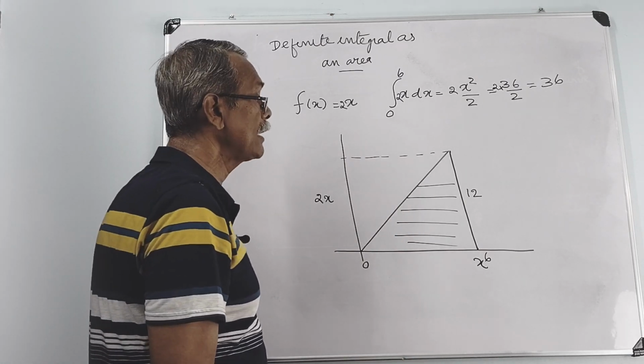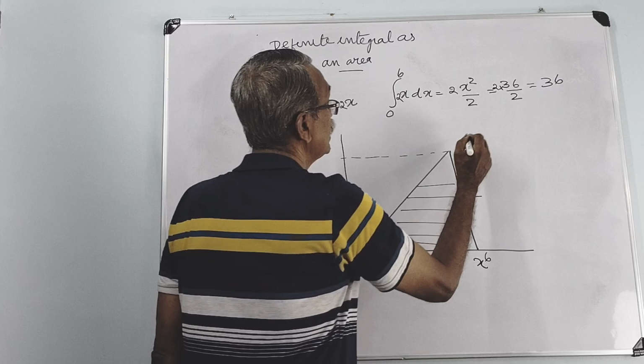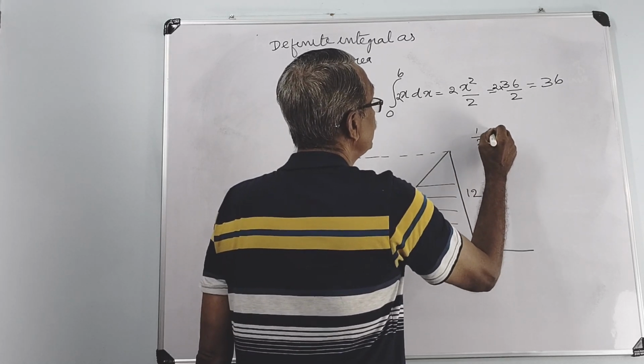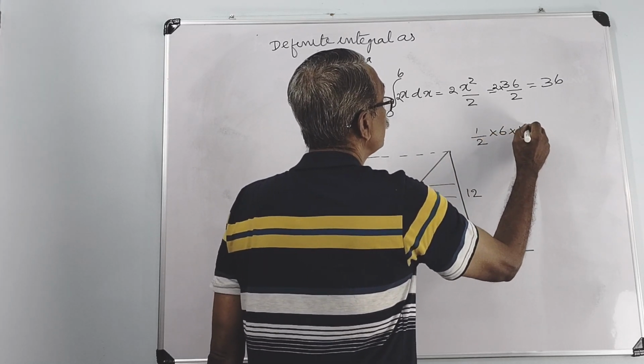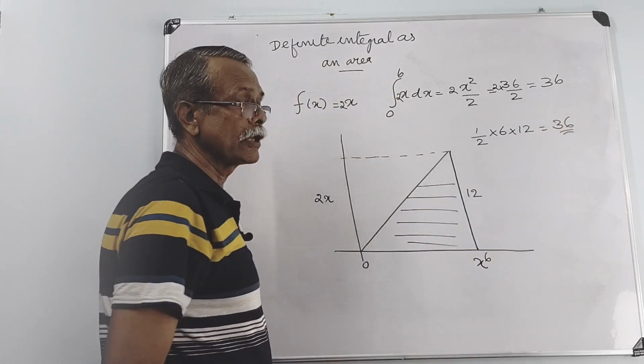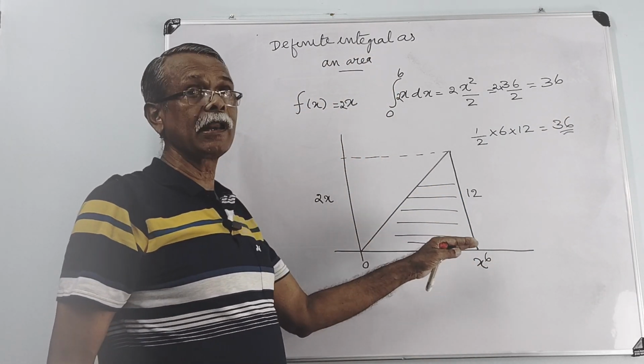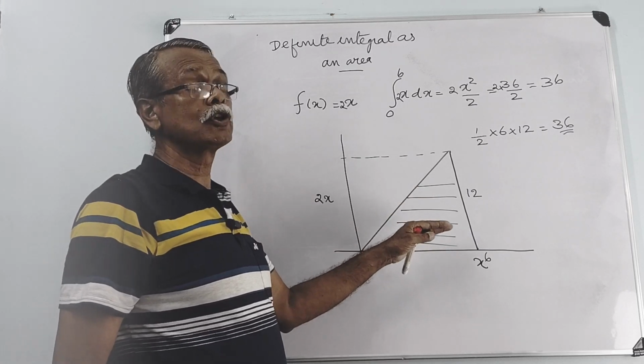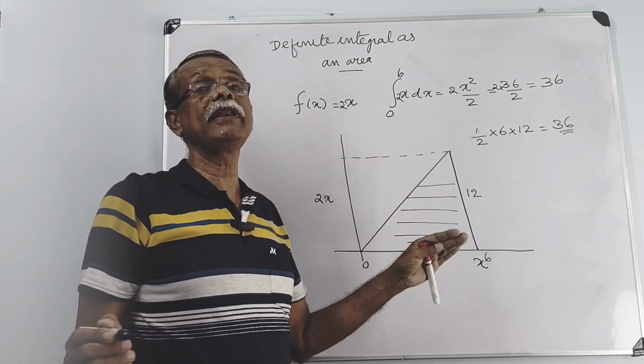And area, I know that is half base into altitude. That is half multiplied by 6 into 12. That is equal to 36. Therefore, I can evaluate this definite integral by simply drawing the graph and finding the area.